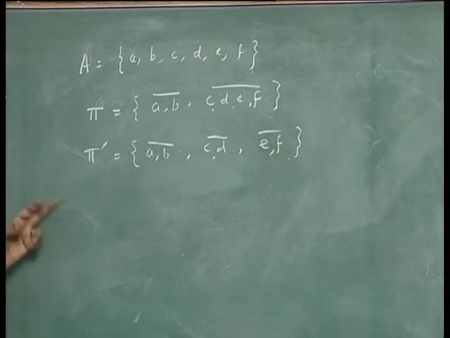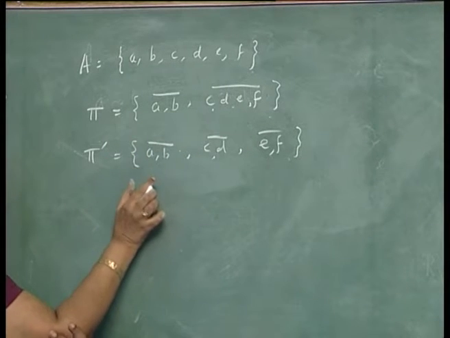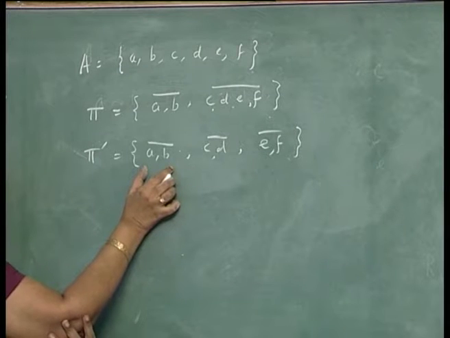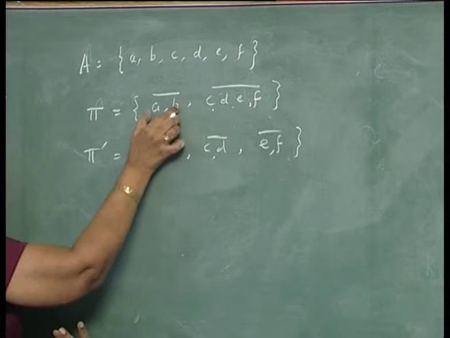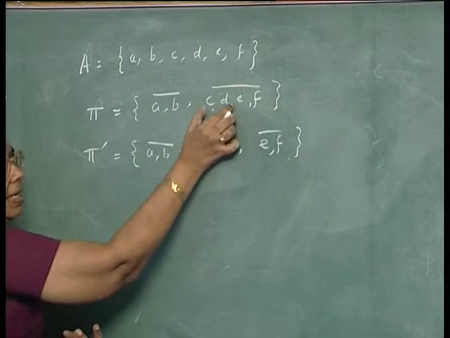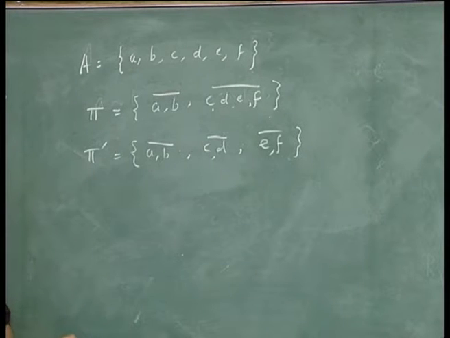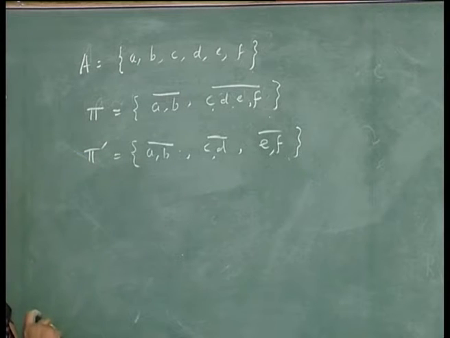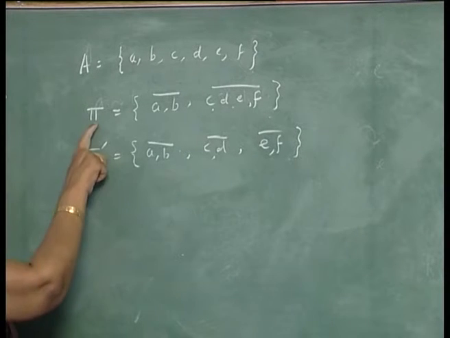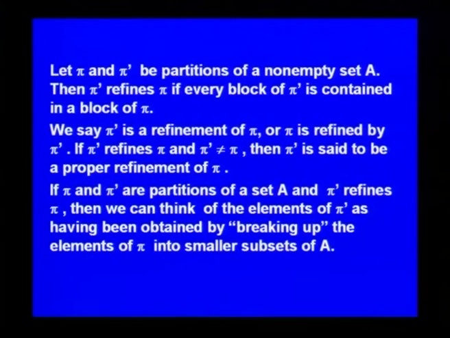Now, look at pi and pi dash. There are 3 blocks here, there are 2 blocks here. Every block of pi dash is contained in a block of pi. This is contained here, this is contained here, this is also contained here. If this condition is satisfied, you say that pi dash is a refinement of pi, or pi is refined by pi dash.